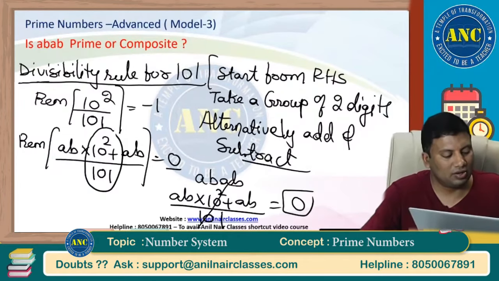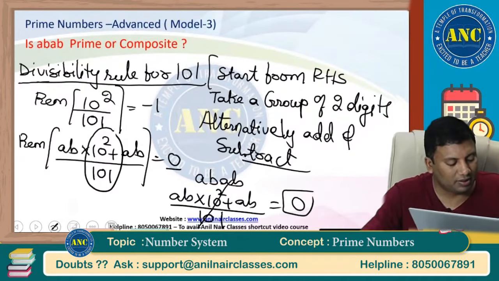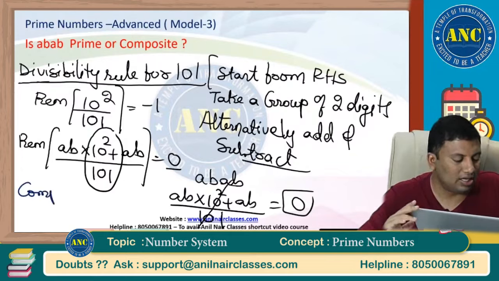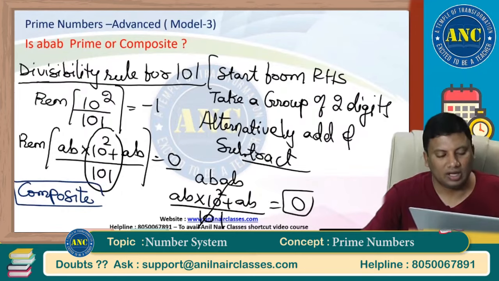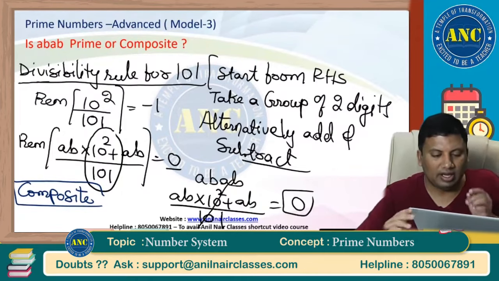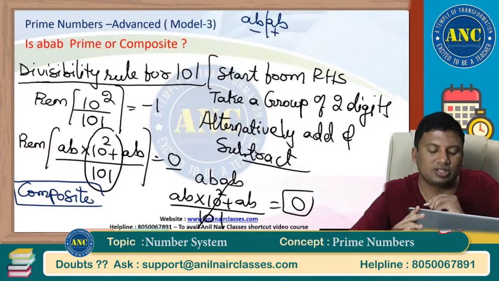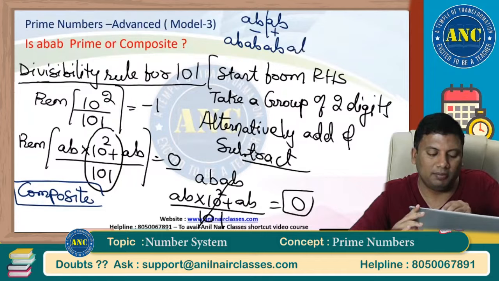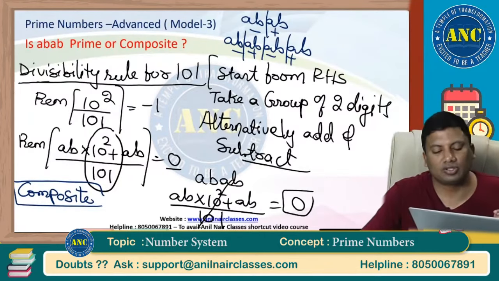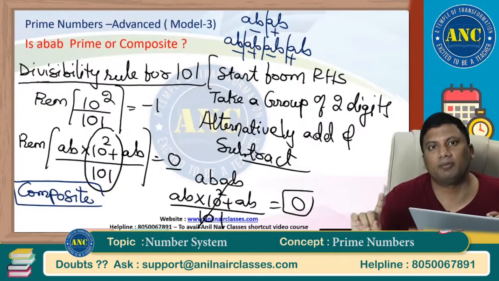That means the number is divisible by 101. So it is a composite number. Very important conclusion: AB plus minus AB is 0. If I write it 4 times, AB plus minus AB is also 0. Any 2-digit number written an even number of times is always divisible by 101.